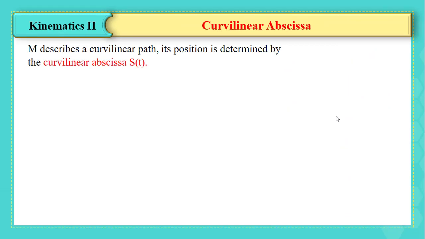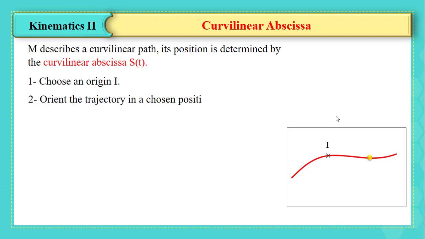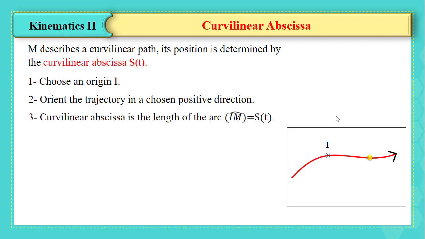Let M be a particle describing a curvilinear path. Its position is determined by the curvilinear abscissa S of t. To define S of t, three steps should be followed. 1. Choose an origin I. 2. Orient the trajectory in a chosen positive direction. 3. The curvilinear abscissa is the length of the arc IM, which is defined by S of t.